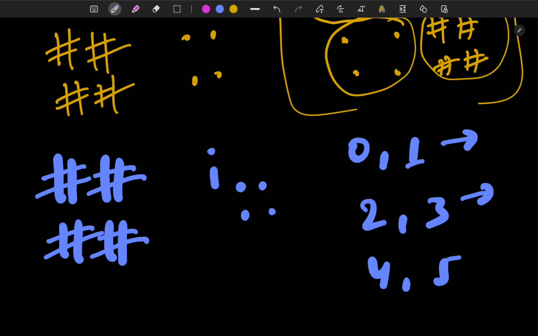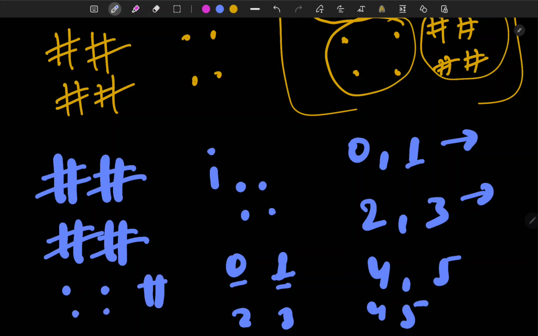Ultimately, you have to take care about the columns also. If it is the 0th or first column, second or third column, fourth or fifth column, in those columns also you have to fill the matrix with either dot or hashtag.